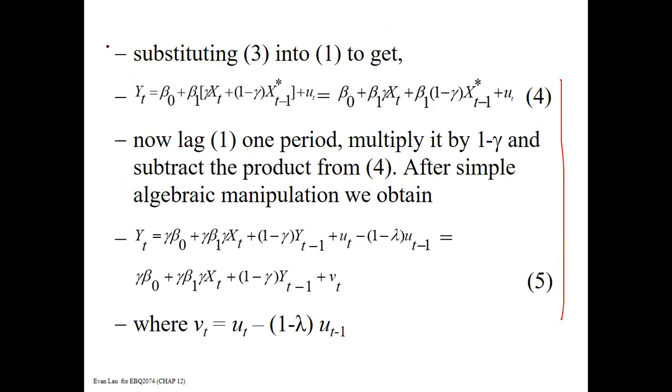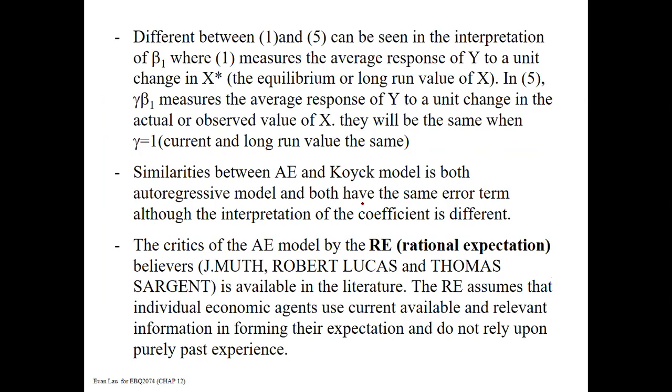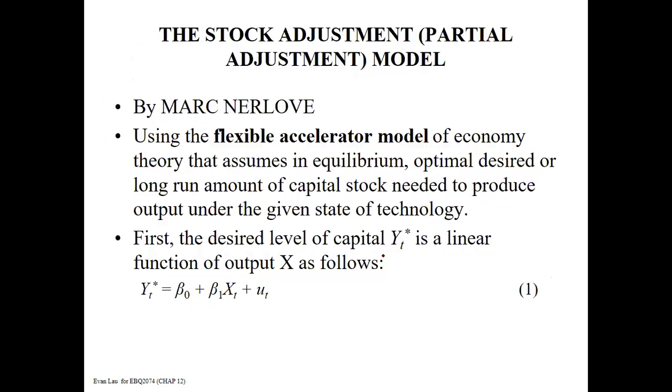This is just the transformation of how it will include the t-1 inside there, and that t-1 contains very important information of what happened in the past and puts it inside the current regression. That's what it's supposed to be. Both models, adaptive expectation and the correct model, are autoregressive models, and both have the same error term, although the interpretation of the coefficient might be different, right? Certainly this has been extended by the rational expectation people after that.